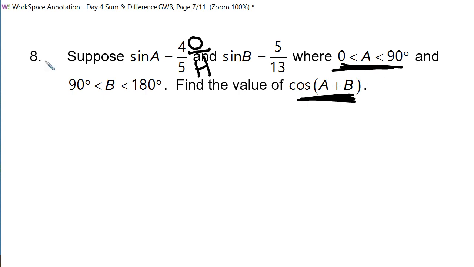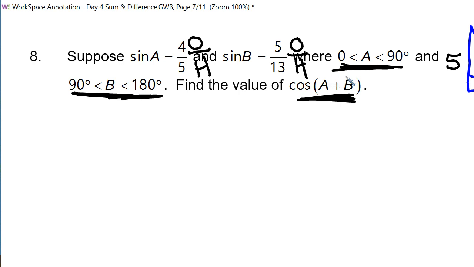Now angle B, we're told angle B is between 90 degrees and 180 degrees. Here's angle B. And we are also given the sine, which is opposite over hypotenuse. So the opposite side is 5. The hypotenuse is 13, and what would the missing leg be? 12. So this is a 5, 12, 13.